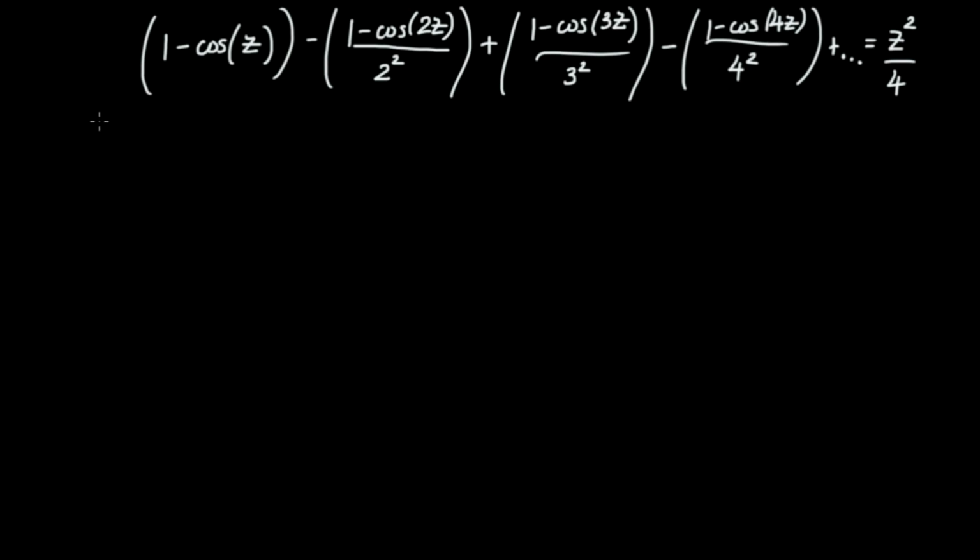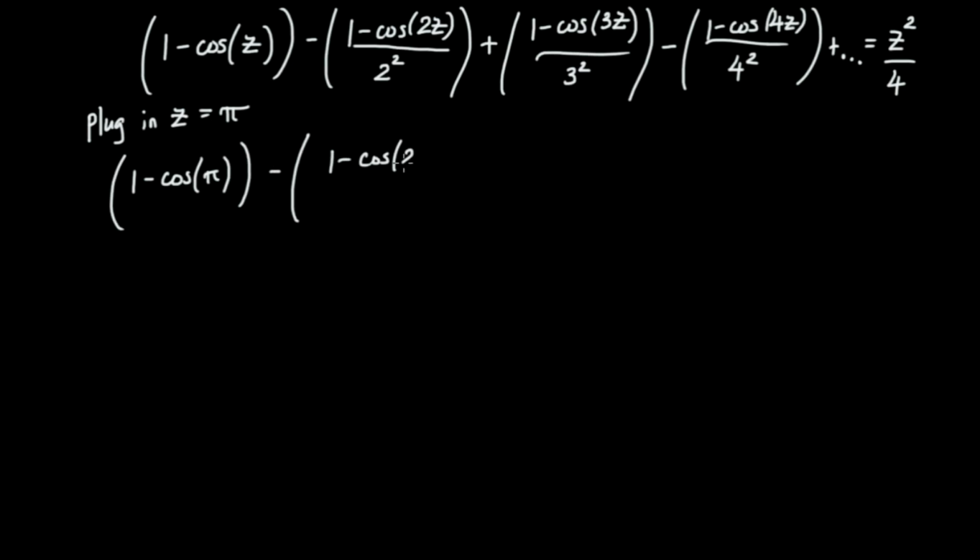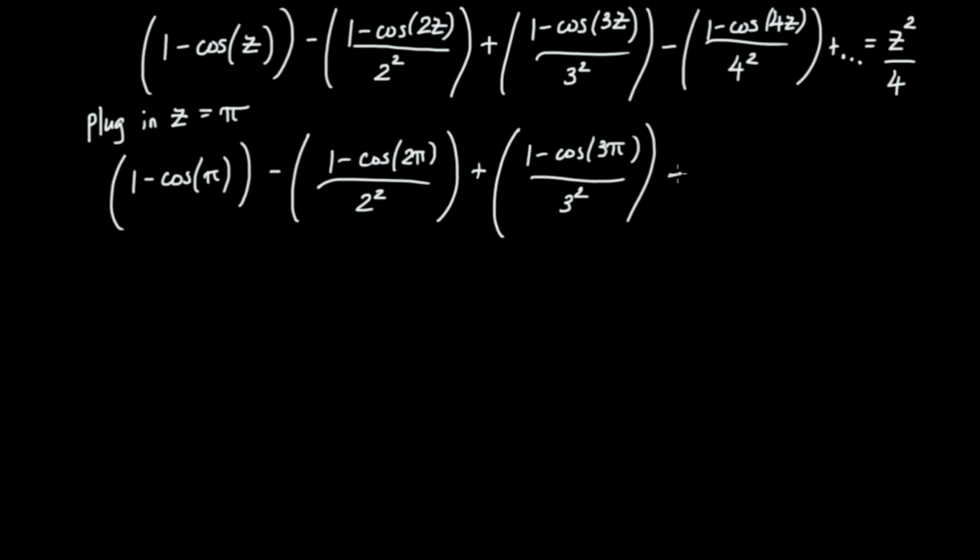And what I'm going to do now, for my next maneuver, is plug in a specific value for z. Namely, z is equal to pi. And let's see what happens here. We have 1 minus cosine of pi, minus 1 minus cosine of 2 pi over 2 squared, plus 1 minus cosine of 3 pi over 3 squared, minus 1 minus cosine 4 pi over 4 squared, and so on. And the right-hand side, just plugging in z equals pi, is equal to pi squared over 4.